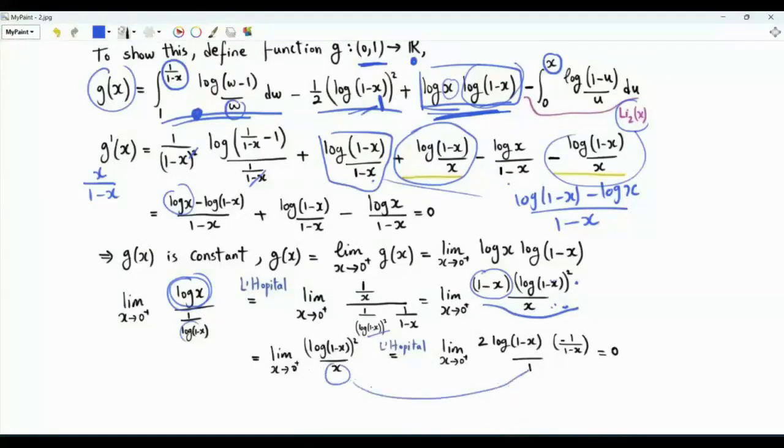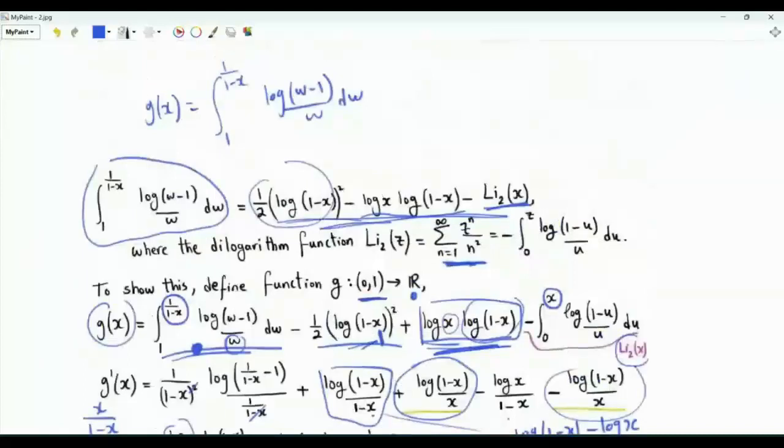The denominator becomes 1 after differentiation, and the derivative of the numerator here is 2 log(1 minus x), and then the derivative of log(1 minus x), which is minus 1 over 1 minus x. As x tends to 0, this logarithm will take us to 0. So the constant is equal to 0. This function here is equal to 0, showing that this integral is indeed equal to these three terms.